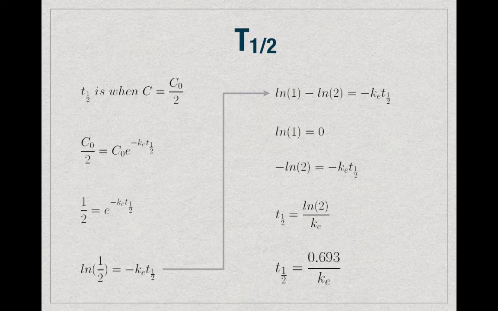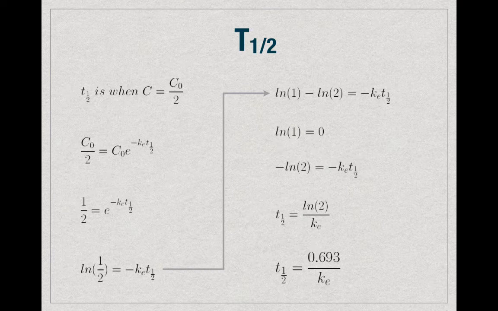So an important parameter, and you'll see this parameter come up quite a bit, is T half-life. This is the time it takes for the concentration in the compartment to be 50% of the initial concentration. So let me say that again. This is the time it takes for the concentration in the compartment to be 50% of the initial concentration. So mathematically, T1/2 is when concentration equals C0, the initial concentration, divided by 2.